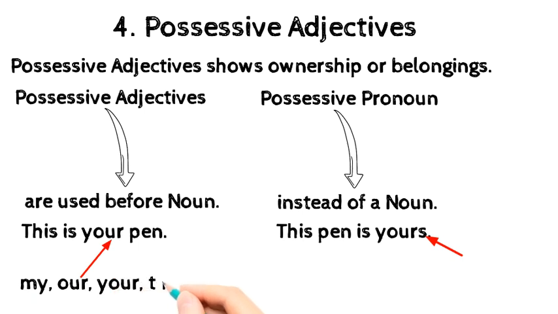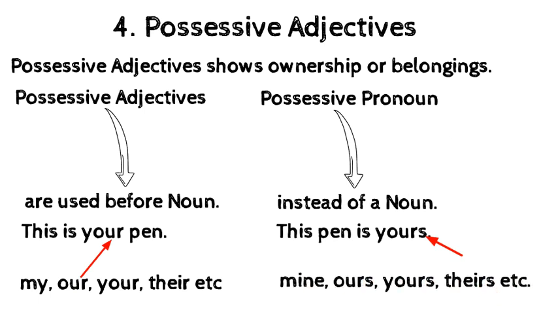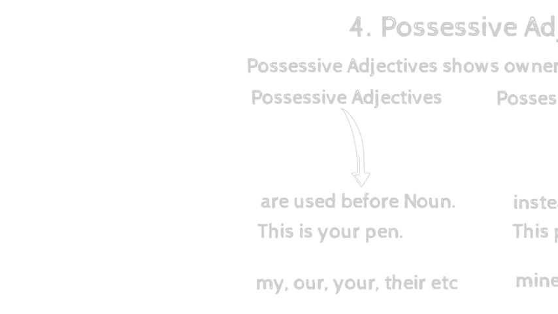So words such as my, our, your, their, etc. are some of the examples of possessive adjectives, and words such as mine, ours, yours, theirs, etc. are some of the examples of possessive pronoun.